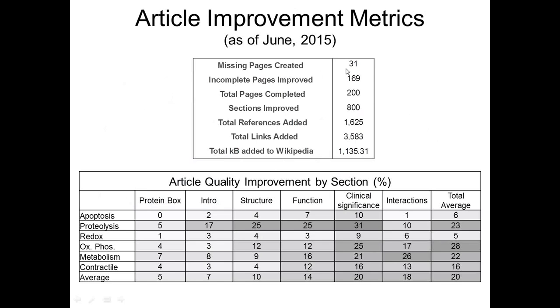So basically 31 missing pages were created, 169 incomplete pages were improved, 200 total pages were completed, 800 sections improved, and then I've already shown you these data, over 1,600 references added, 3,500 links added, and over 1,100 kilobytes added to Wikipedia. So looking at it in terms of percent improved, it stood out to us that both clinical significance and interaction sections were markedly improved by 20 and 18% respectively.